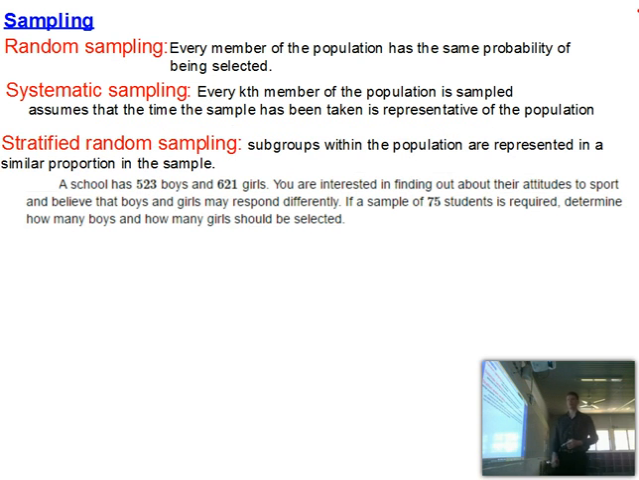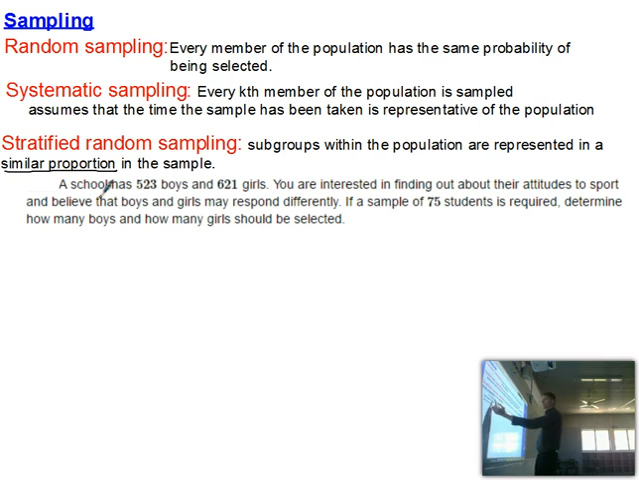You've got stratified random sampling. This is where we look for specific subgroups of the population, and from those subgroups we do want to have them represented in our sample. So we want them in a similar proportion. That word there is very important, a similar proportion. Okay? So let's look at this example.